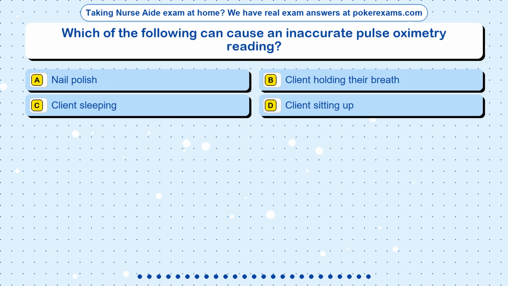Question 16. Which of the following can cause an inaccurate pulse oximetry reading? Option A. Nail polish. Option B. Client holding their breath. Option C. Client sleeping. Option D. Client sitting up.